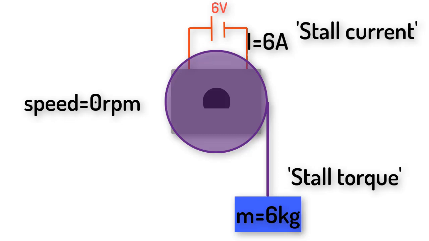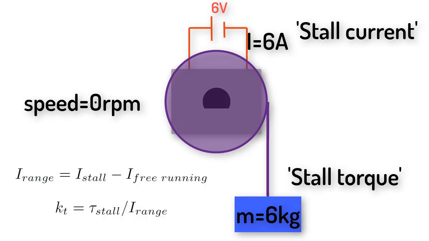Now, just like we can find a motor velocity constant that relates voltage and speed of the motor, we can also find a motor torque constant that relates torque and current. We find this constant by finding the difference between the stall current and the free running current and dividing the stall torque by this current range.